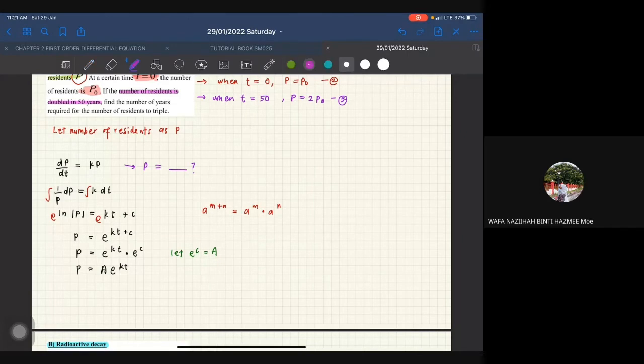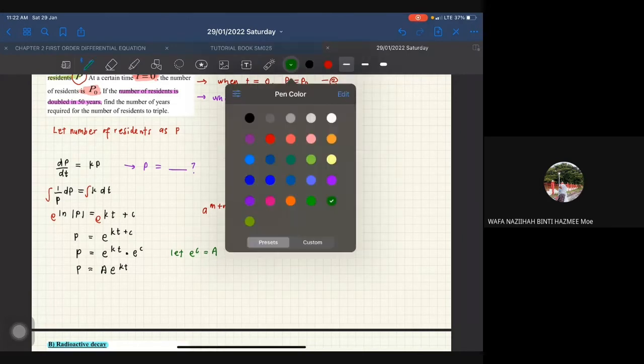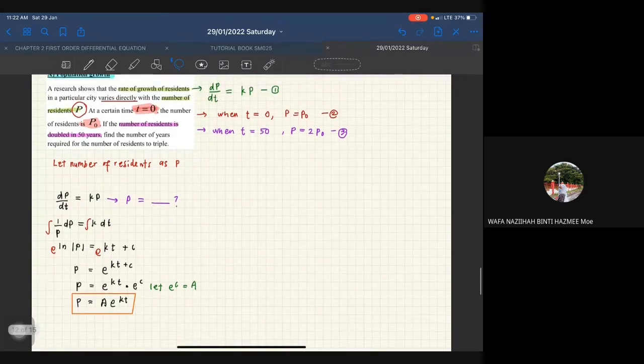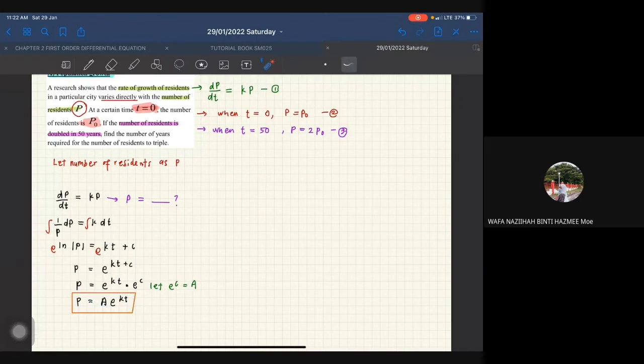Okay, so let me kotakkan dia warna orange. So this is my general solution. Okay, so general solution ini kita akan guna. Saya delete kejap. Okay, so lepas ni apa-apa yang kita nak cari, kita akan gunakan this one. We are going to get back to this general solution. Okay, so this is general solution. Okay, so saya potong.